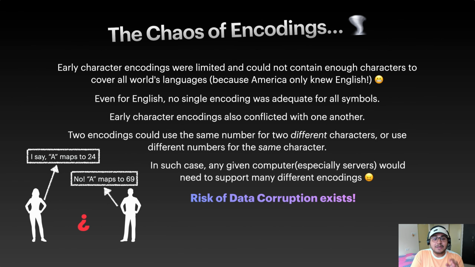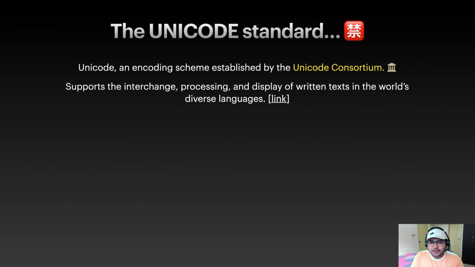When data is being passed through different computers or between different encodings, the risk of data corruption exists in the transformation process. Hence, it's essential to establish a universal standard for character encoding, a common language that all the computers around the world can agree upon and use consistently. Unicode changed all of that.